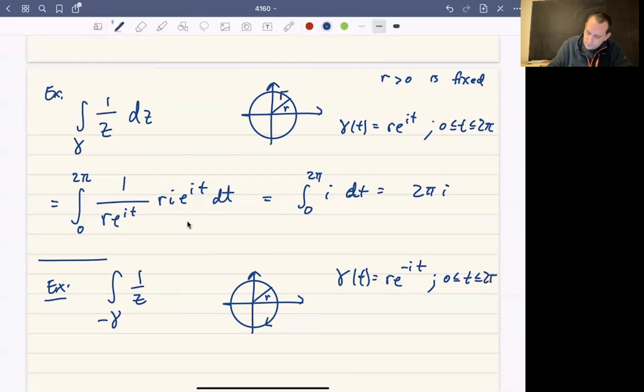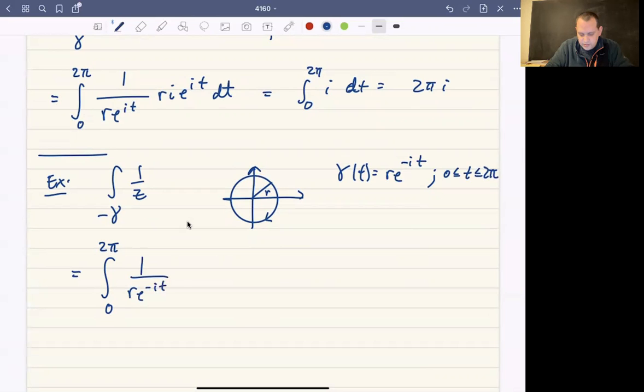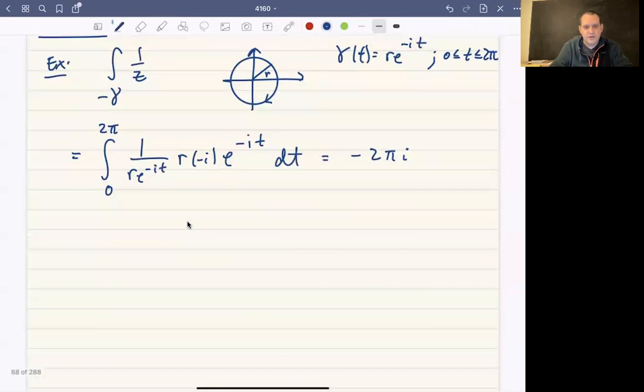All right. So let's see what's going to happen. It's going to be basically the same. It's going to be the integral from 0 to 2 pi. 1 over z is going to be 1 over r e to the minus it. The derivative will be very similar. This will be r times minus i e to the minus it dt. And again, the exponentials cancel, the r's cancel, and we end up with minus i, so it's going to be minus 2 pi i.